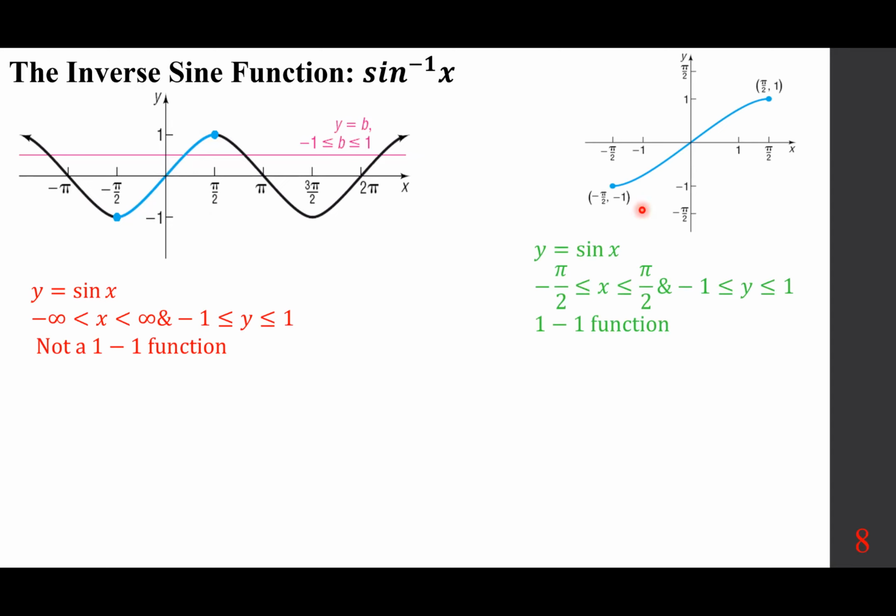So y equals sine x. When we restrict the x between negative and positive pi over 2, that's the domain. The y goes from negative 1 to 1. This is a one-to-one function. Now, the way they restrict it, they want to cover the whole range. It's important to see this covers the whole range.